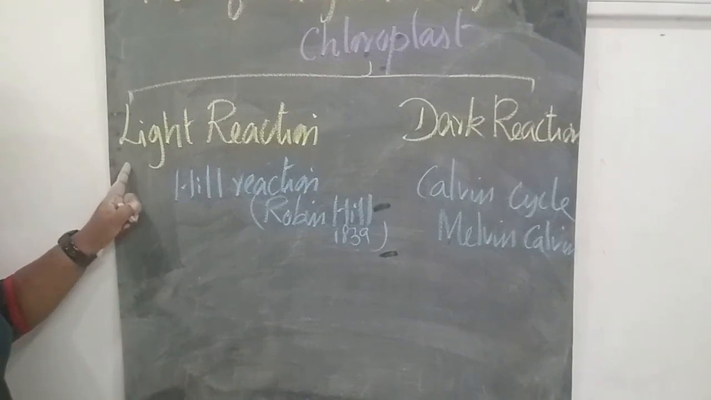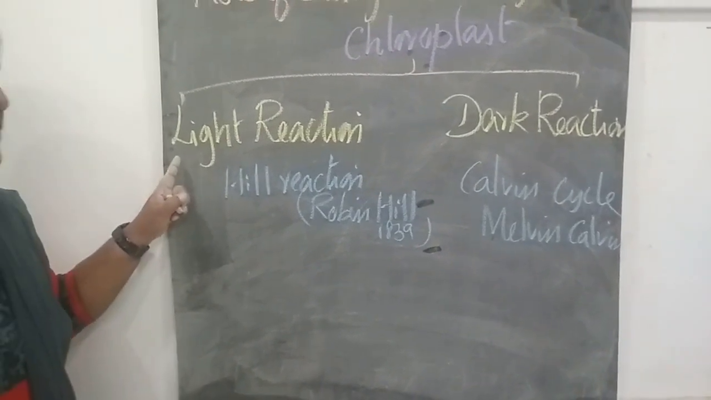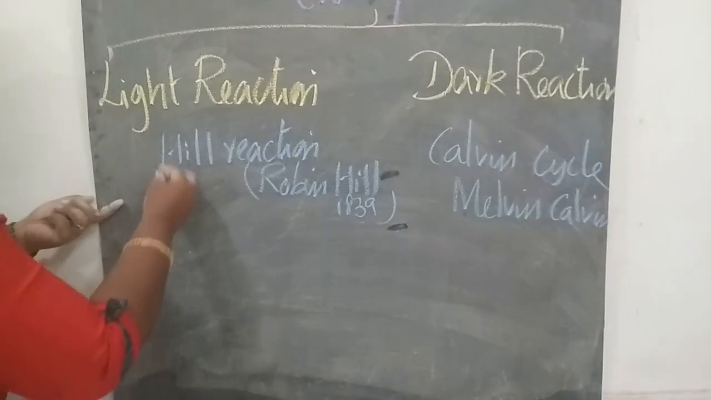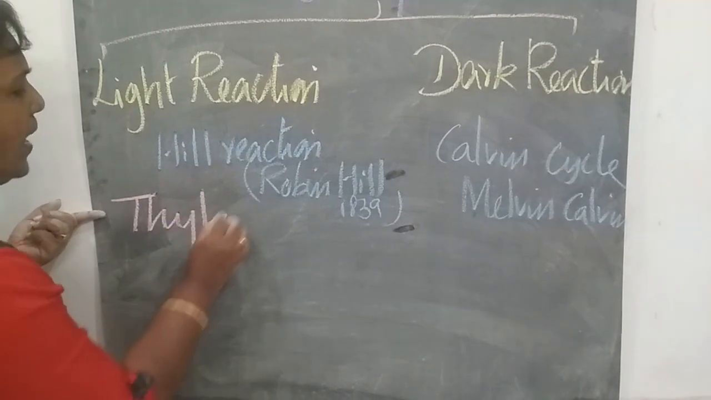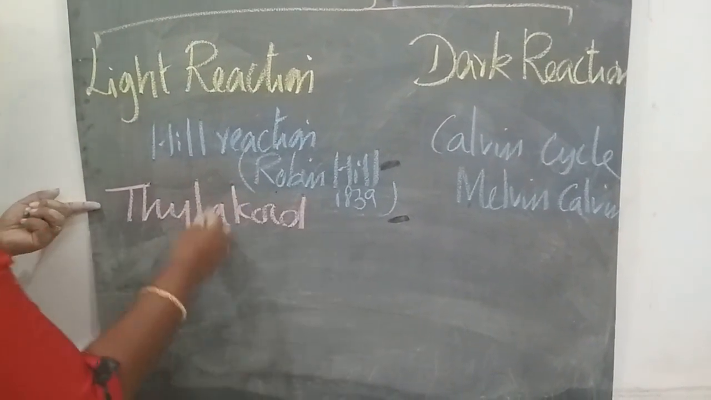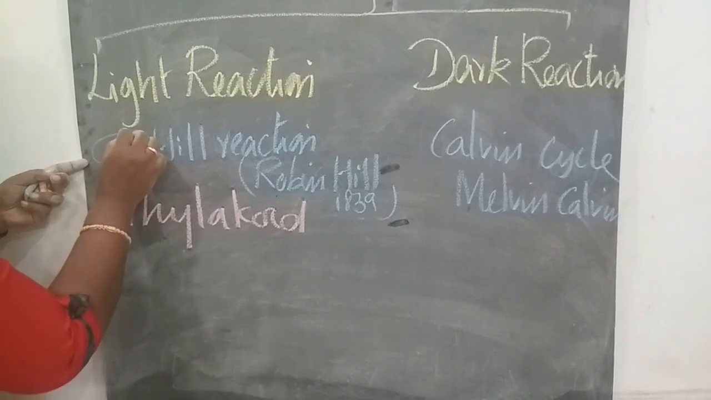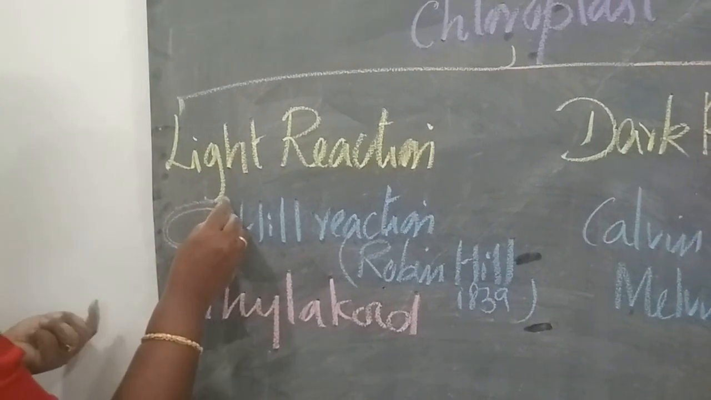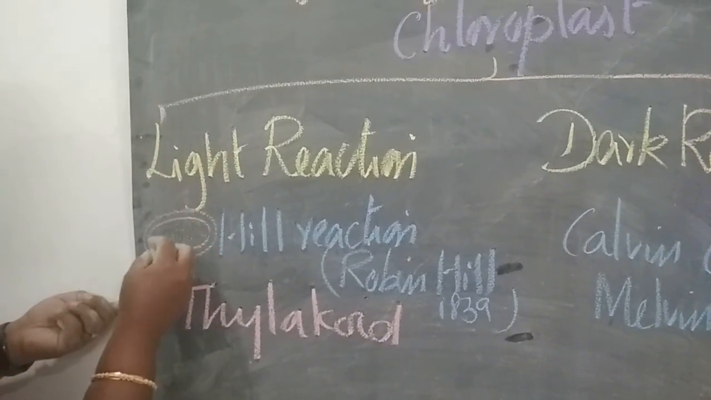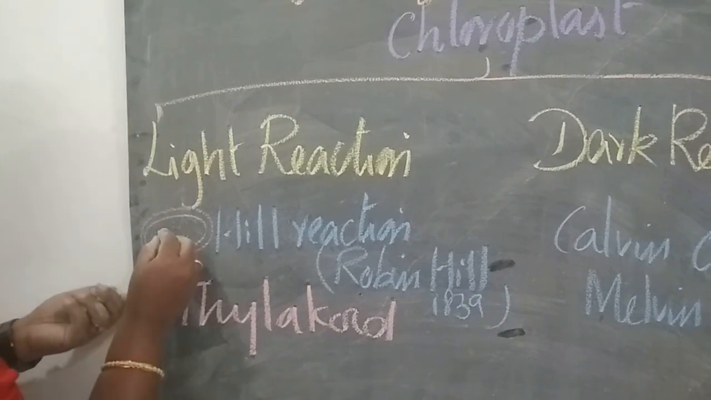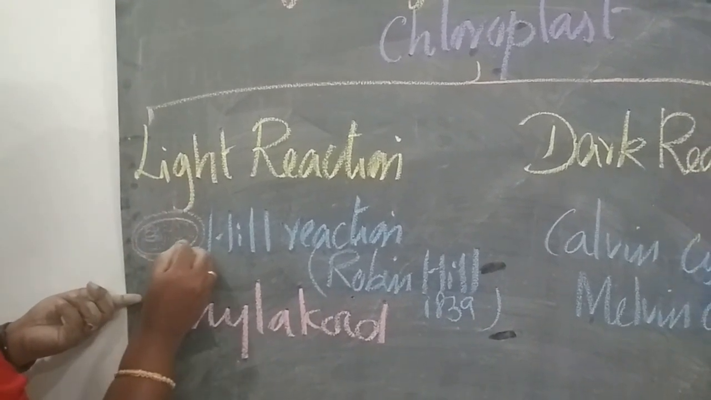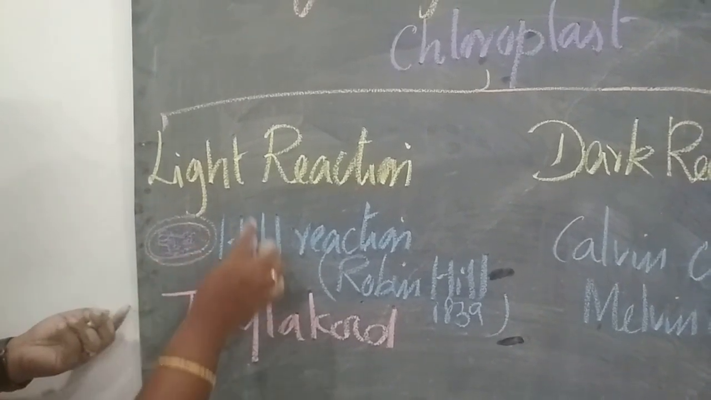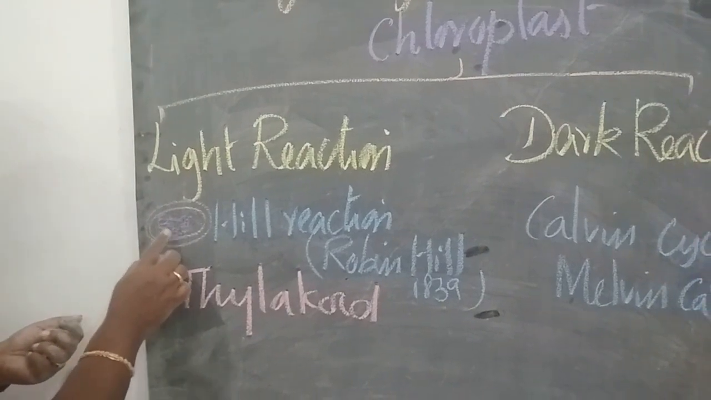Now in this light reaction, from the name, we are coming to know the reaction is taking place in the presence of light, in the thylakoid region. Do you remember this thylakoid? When you are taking the structure of the chloroplast, there is the membrane, inside there is stroma, and here there are thylakoids. So here this light reaction is taking place in the thylakoid.